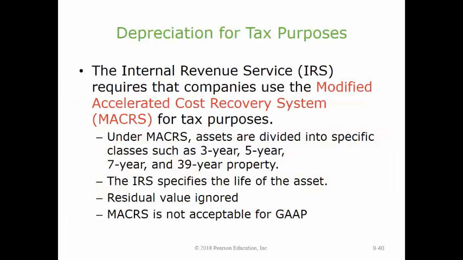The Internal Revenue Service, or IRS, requires that companies use a specific depreciation method for tax purposes. This method is the Modified Accelerated Cost Recovery System called MACRS. Under MACRS, assets are divided into specific classes such as 3-year, 5-year, 7-year, and 39-year property. Businesses do not get to choose the useful life of the asset. Instead, the IRS specifies the useful life based on the specific classes. For example, office furniture has a 7-year life for tax purposes, but might only be depreciated for 5 years for book purposes. MACRS is not acceptable for financial reporting under GAAP.